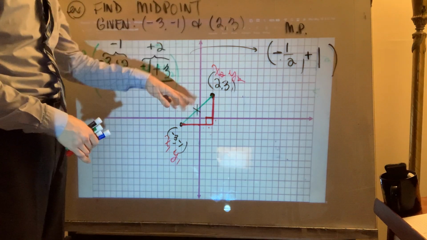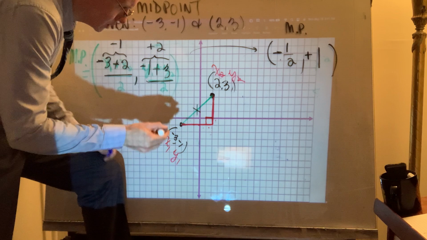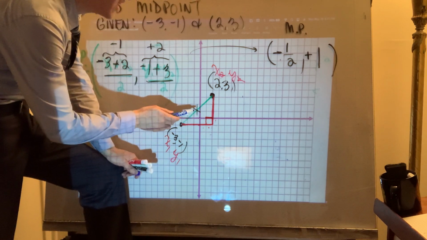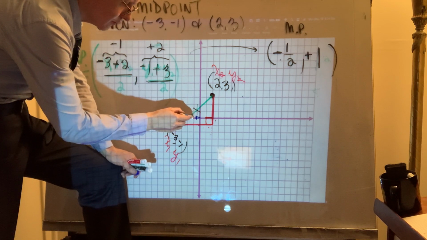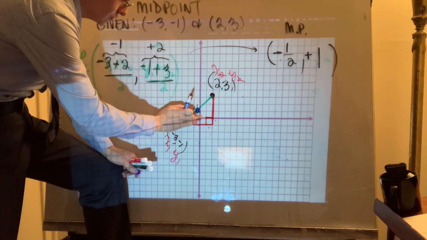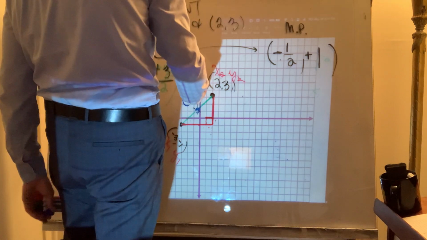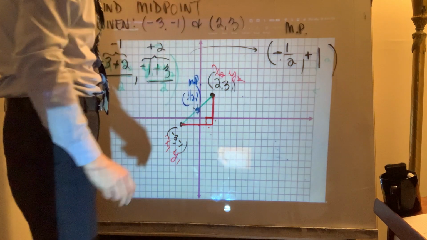Let's see if that makes sense according to my guess. All right, if I were to start at the origin here, I should try not to move the projector too much, and go over negative a half, that would be halfway in between here and here, and then up 1, I'm right on the line. So it was a good guess. All right, that's the midpoint, negative a half, comma 1. Okay.